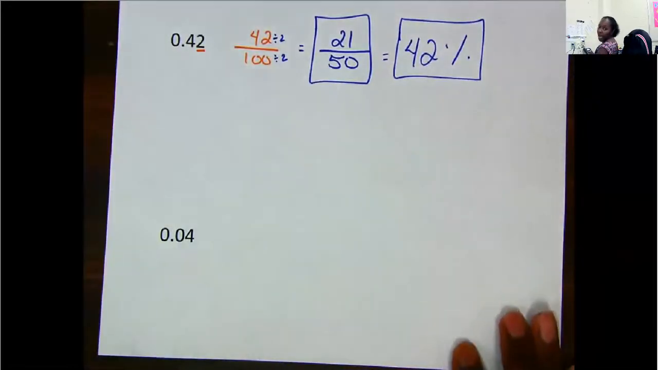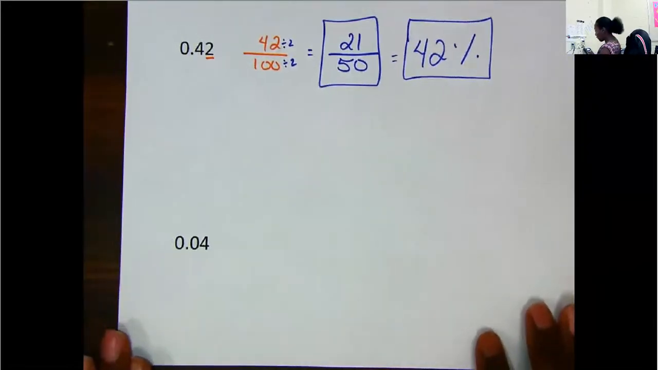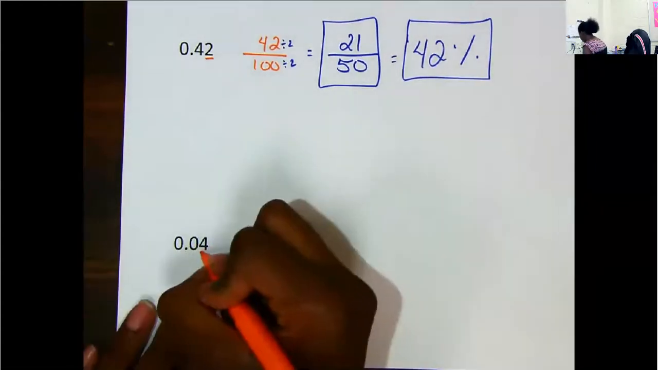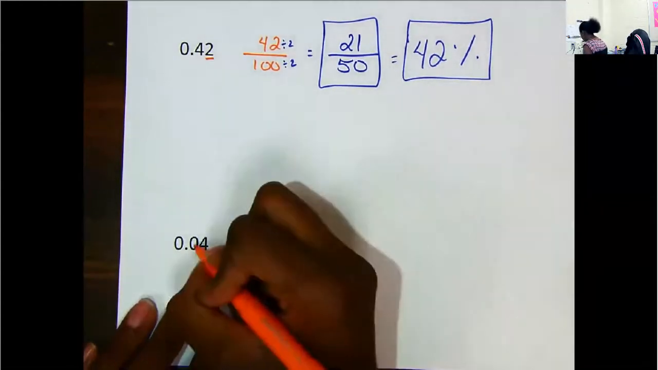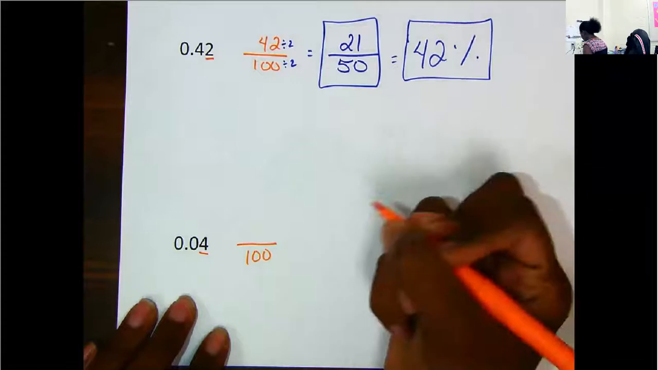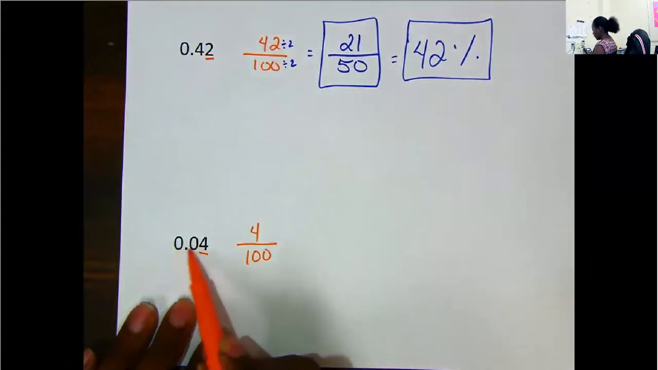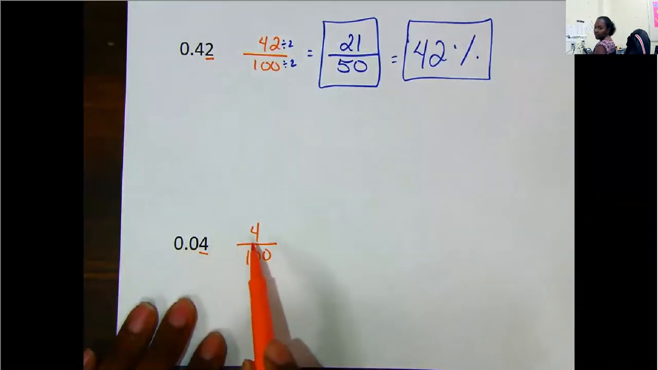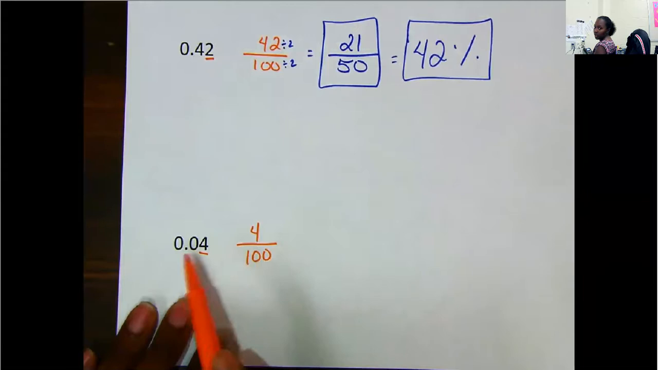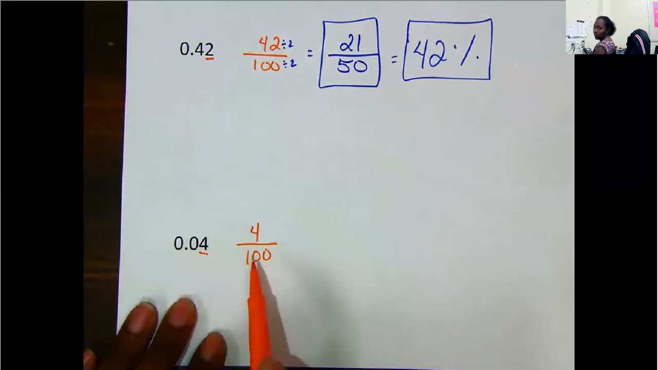All right, we have 0.04. The 4, the last digit, is in the hundredths position. So I'm going to put 100. I'm going to put just 4 because there are 2 zeros right here. I don't need them, especially since it's not a decimal that's coming over here. So I'm going to just drop those 2 zeros and only put the 4.